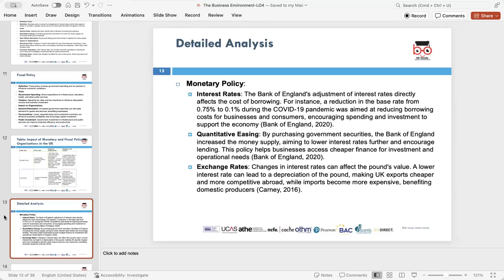During times of economic downturn, such as the COVID-19 pandemic, quantitative easing, or QE, can be a crucial tool for supporting economic recovery by ensuring that businesses have the necessary funds to continue operations and invest in growth.